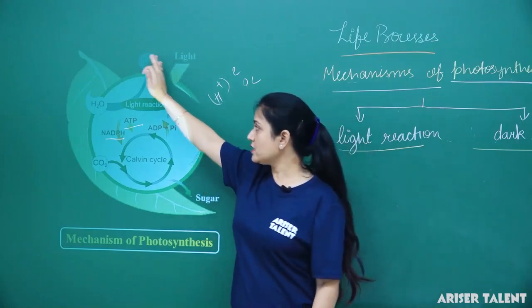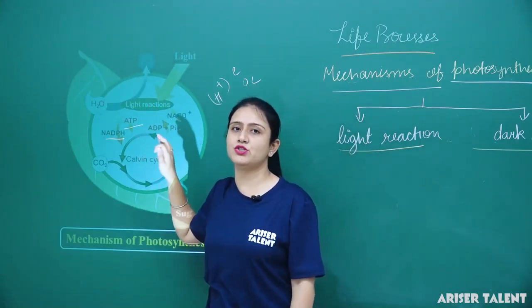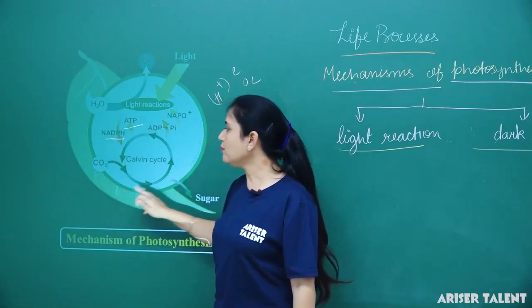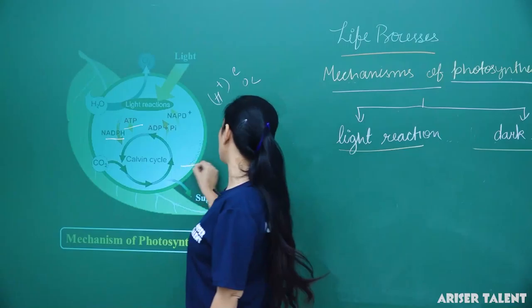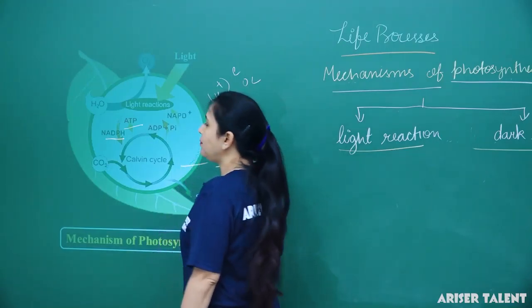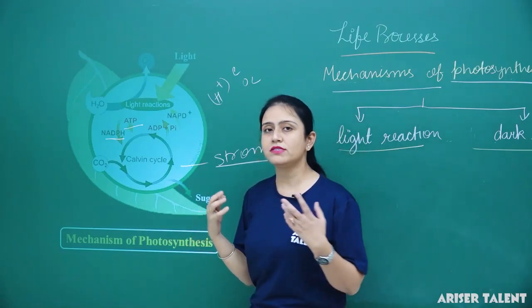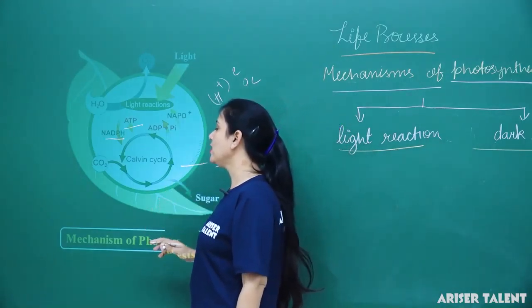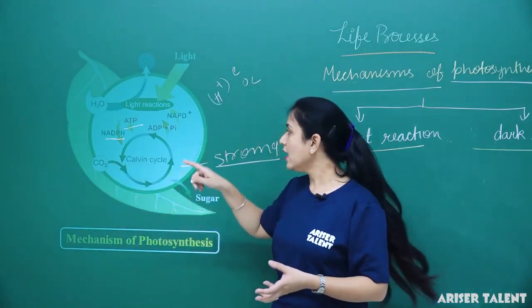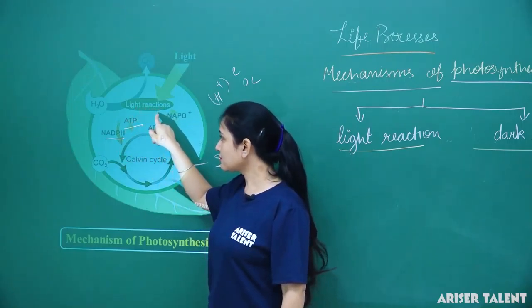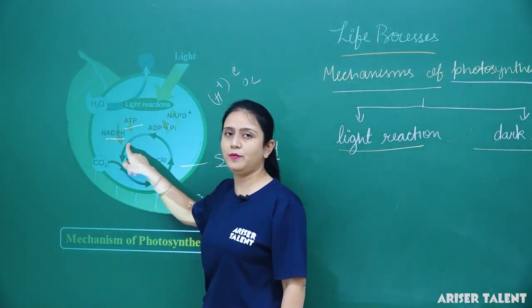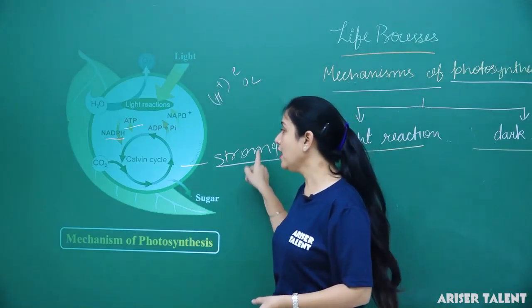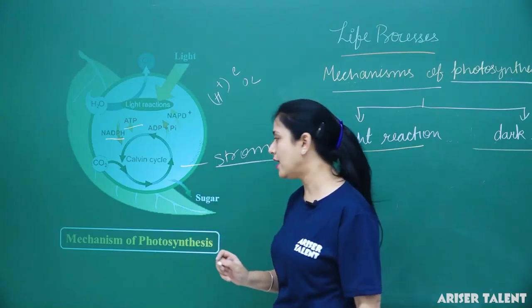Now, what happens? Generally, this reaction is known as light reaction because it takes place during the sunlight. But when the sunlight is absent, at that time the other part of the chloroplast, which is known as stroma, becomes active and performs the rest of the process of photosynthesis. At that time carbon dioxide is used, and the energy that was produced during the light reaction in the form of ATP and NADPH is utilized by the stroma of the leaf. During this process, carbohydrates are formed.